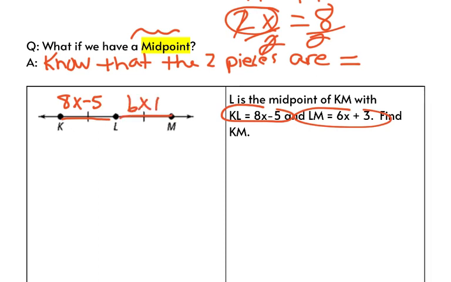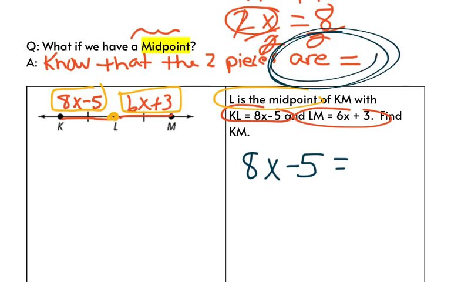And they're like, "LaRude, they did not tell me what this adds up to. They didn't tell me the whole way across." It's because they didn't have to. Because if L is the midpoint, then these two are equal to each other. So to solve it, we don't need to add up to anything. We set them equal if we have a midpoint.